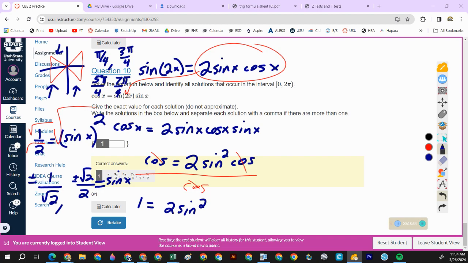But what if the cosine is 0? So let's go back here. If the cosine is 0, I get a 0 here and a 0 here, which wipes everything out, and we get an equality. So if the cosine is 0, this equation is also true. Where is the cosine 0? At pi over 2 and 3 pi over 2. So those are my 6 answers. All right, now you can do it.